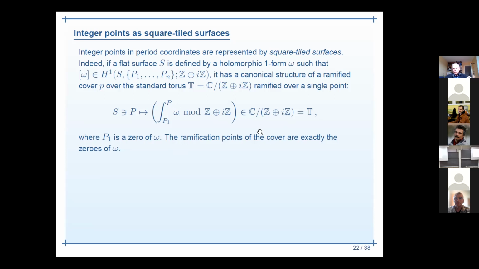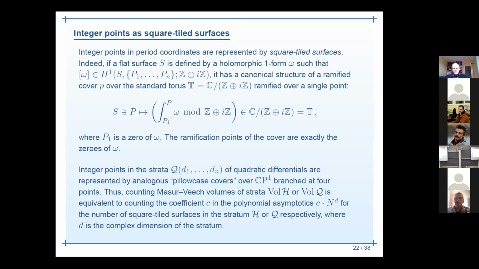So we get a ramified cover over a torus where all ramifications are over the same point. So this torus is a square tile. We glued it from a square. We can pull it back upstairs and we get a square tiling upstairs. And so integer points, square-tiled surfaces, are integer points in the strata, and counting them is basically equivalent to counting Masur-Veech volume.